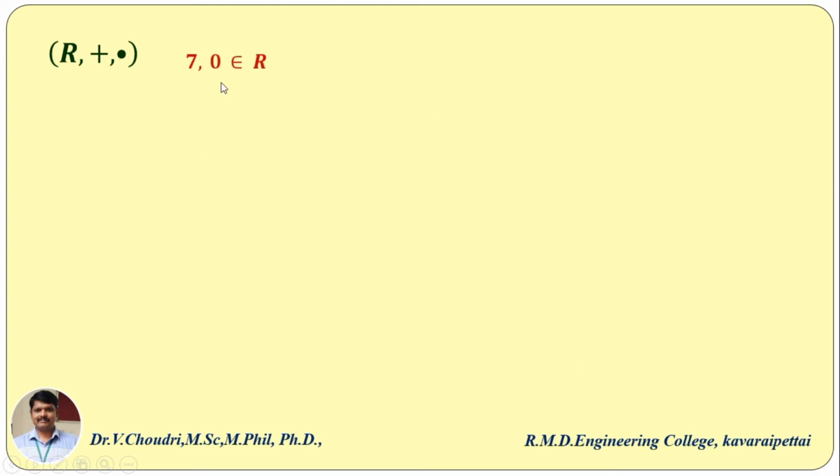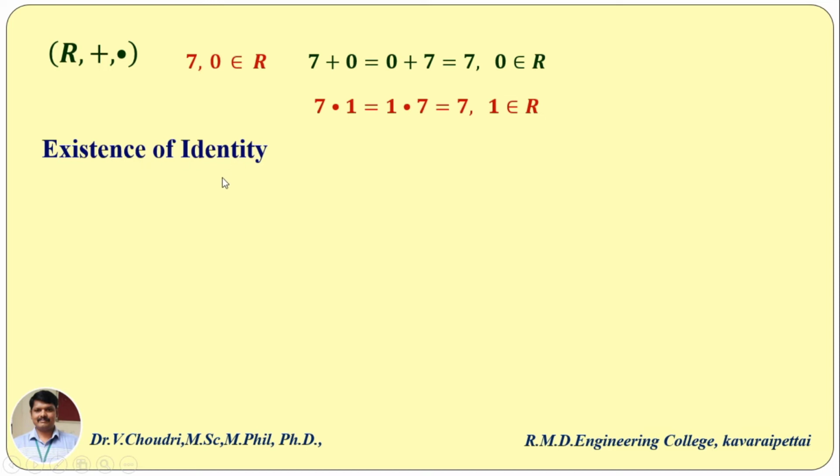Now, I am taking any number, and also 0 belongs to R. Then 7 plus 0 equals 0 plus 7 equals 7. When I add a number with 0, I get the same number. Also, I am taking 1 belonging to R. I multiply 7 with 1 and 1 with 7, and I get the same answer, 7. That type of property is called existence of identity.